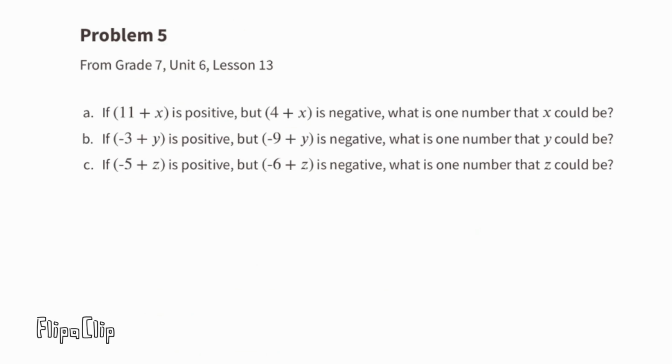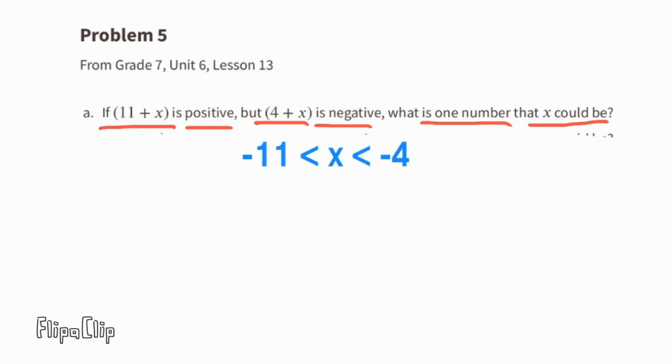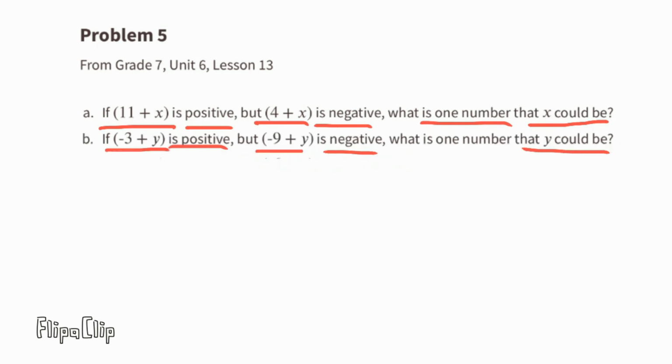Problem number 5 from 7th grade, Unit 6, Lesson 13. A. If 11 plus x is positive, but 4 plus x is negative, what is one number that x could be? X can be any number that's greater than negative 11, but less than negative 4. B. If negative 3 plus y is positive, but negative 9 plus y is negative, what is one number that y could be? Y has to be a number that's less than 9, but greater than 3.